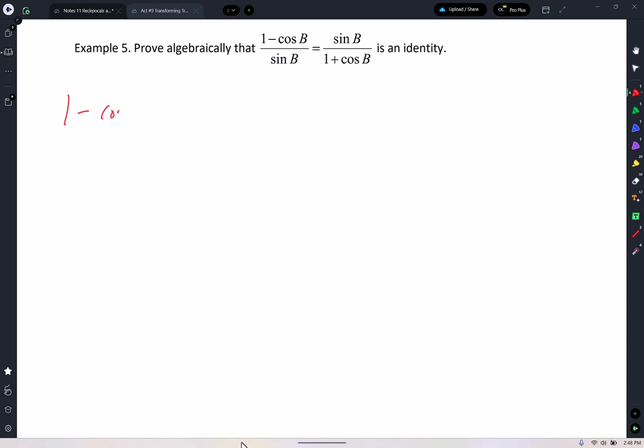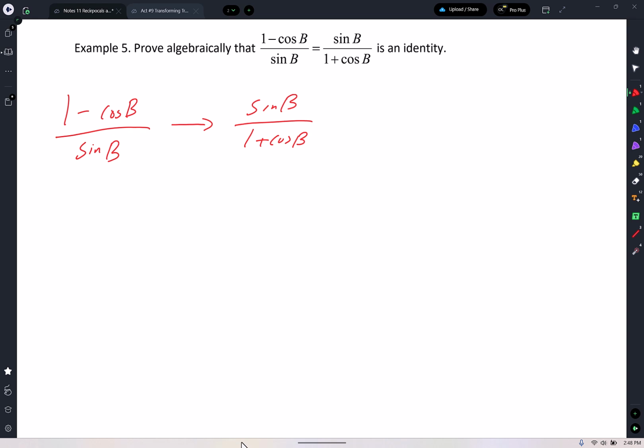1 minus cosine B over sine B. We're trying to prove that this really is sine B over 1 plus cos B. So, yeah, I'd agree that these can be kind of difficult or kind of tough, maybe a little bit. What makes this tough?